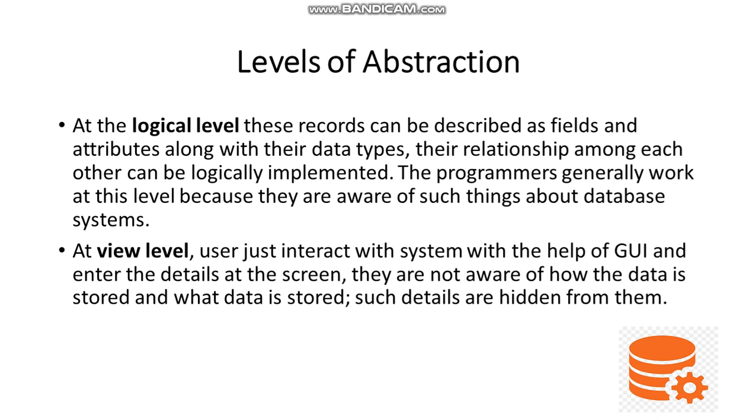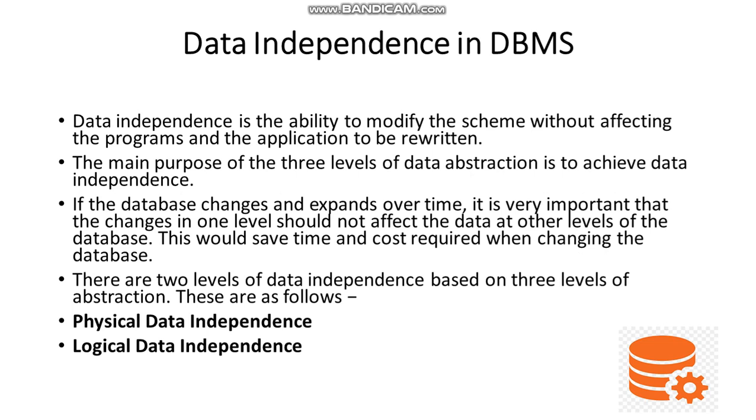Clear with data abstraction and levels of abstraction? Next topic is data independence in DBMS. Now we have seen that we have divided the abstraction into three levels, correct? Physical, logical, and view level. So that means we have three levels, okay? One level doesn't know about another level.